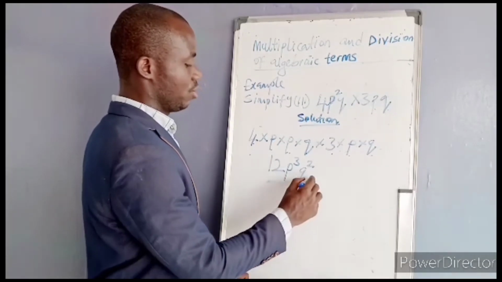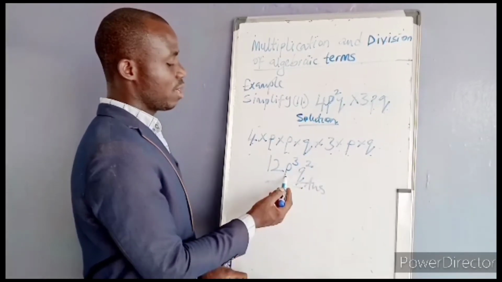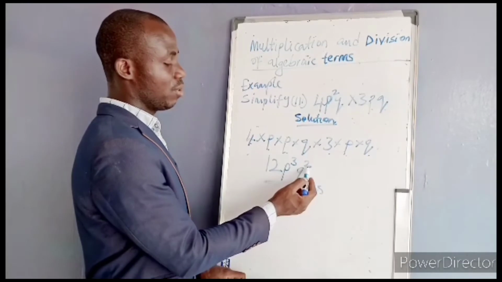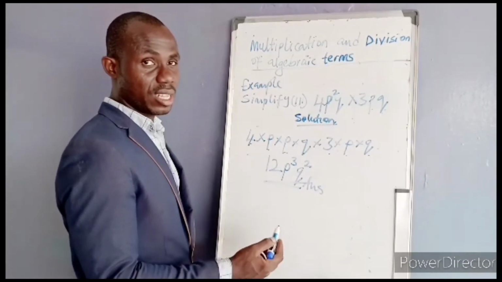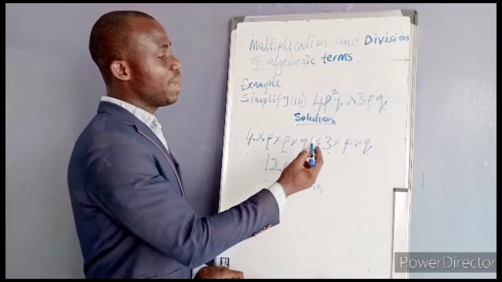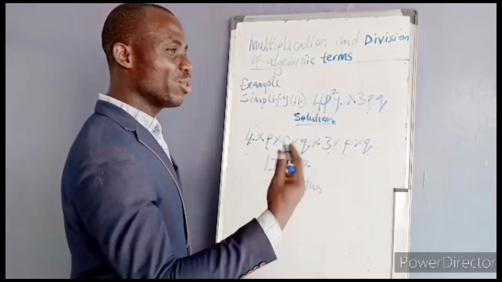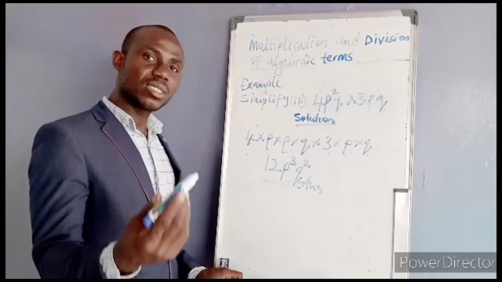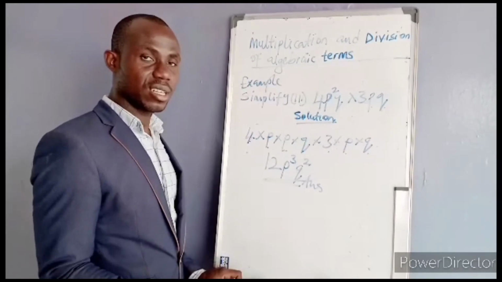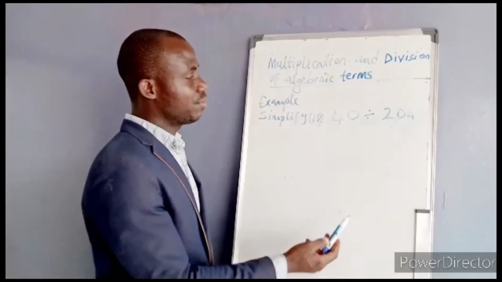You see this one, the answer has p to the power of 3, while q is to the power of 2. Is that clear? It depends on the number of letters. It could even be up to the power of 10, 20, 50, 60, and so on. Is that clear? Okay.